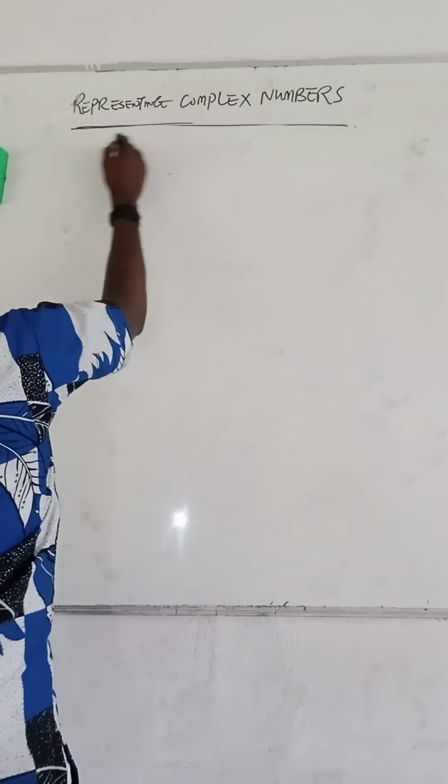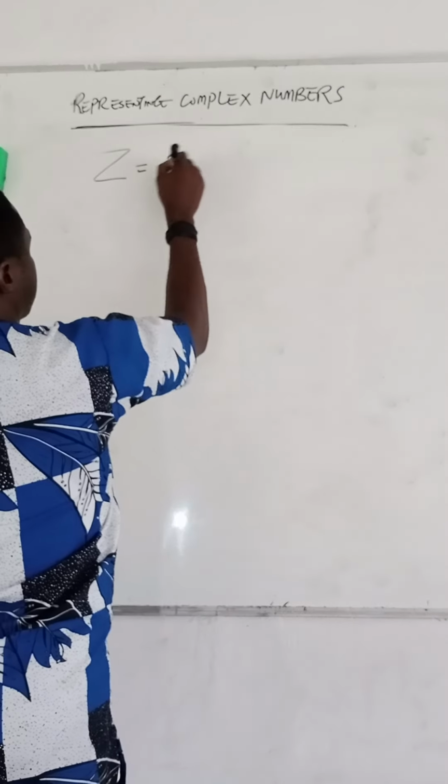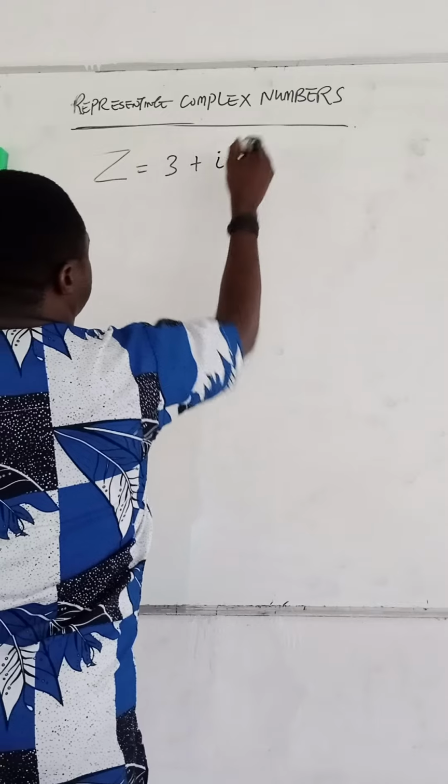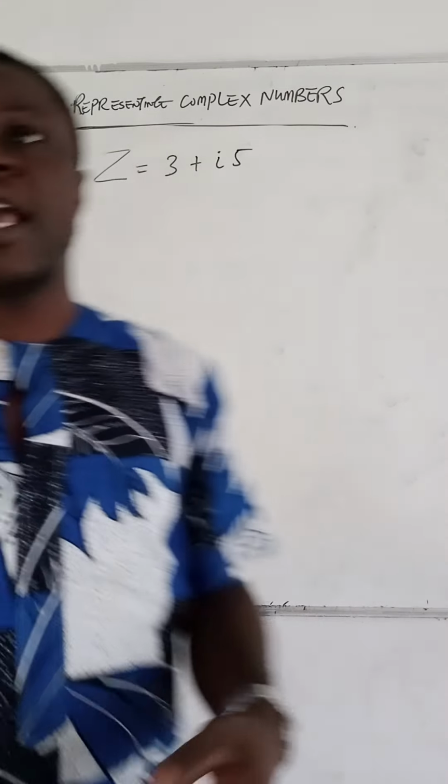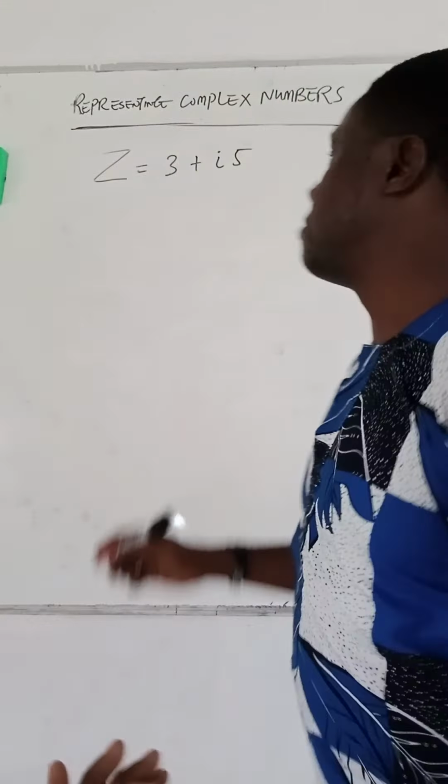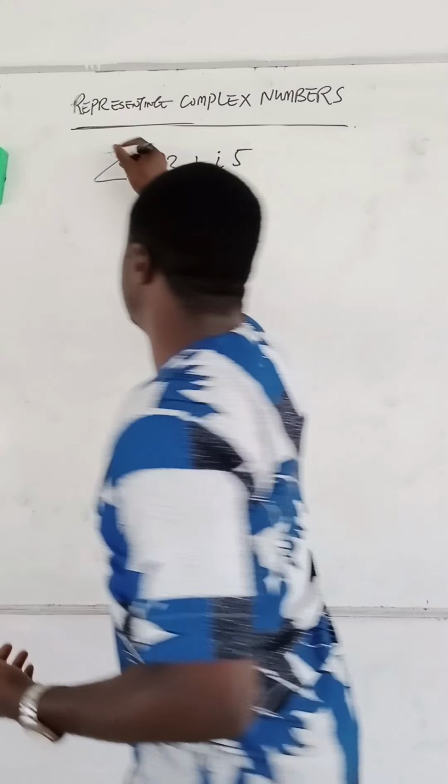Now, let me represent it. Z is equal to 3 plus I5. A complex number is usually represented with the symbol Z.